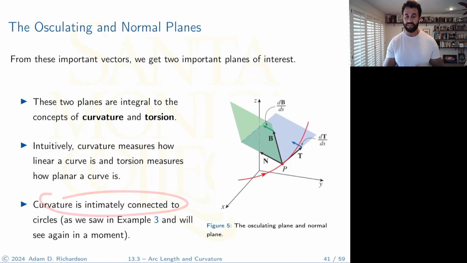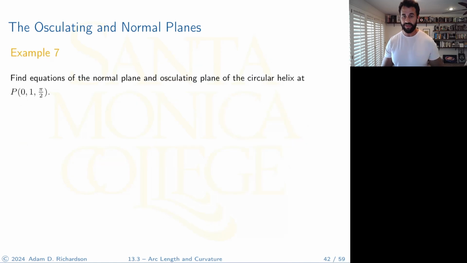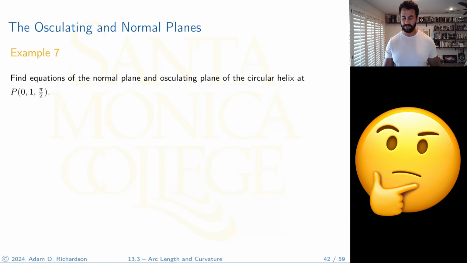Curvature is also intimately connected to circles, as we saw in example 3, when we saw the curvature is inversely proportional to the radius of a circle. We're going to see that again in a moment when we start talking about osculating circles. Okay, so this is another one that I want you to try on your own. I want you to try to find the equations of the normal plane and the osculating plane of the circular helix at this point. So start by thinking about how you would start.